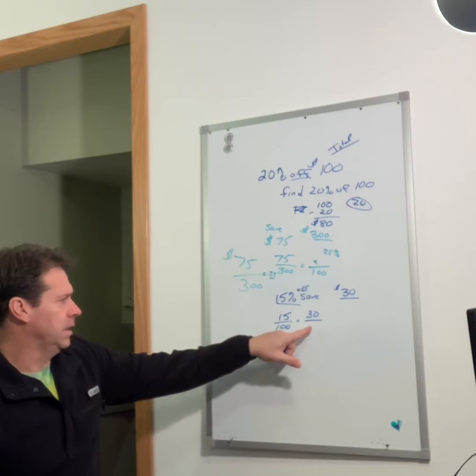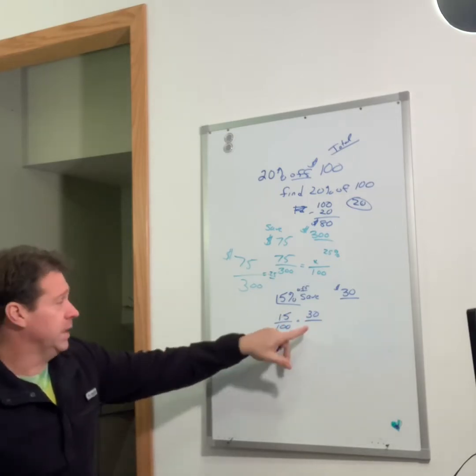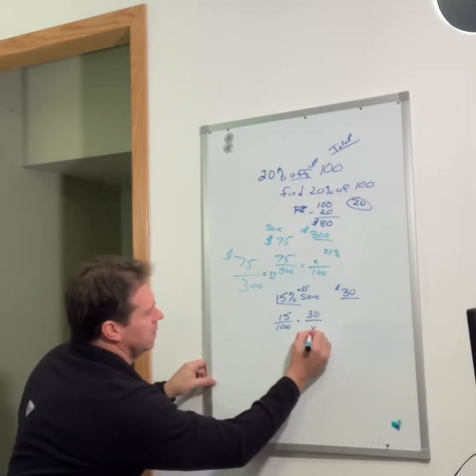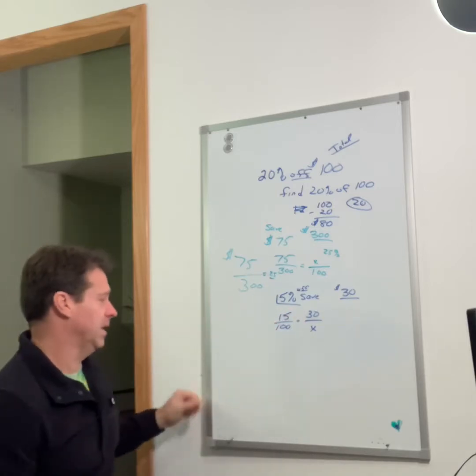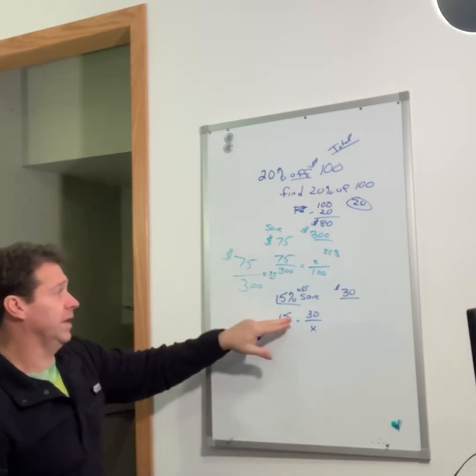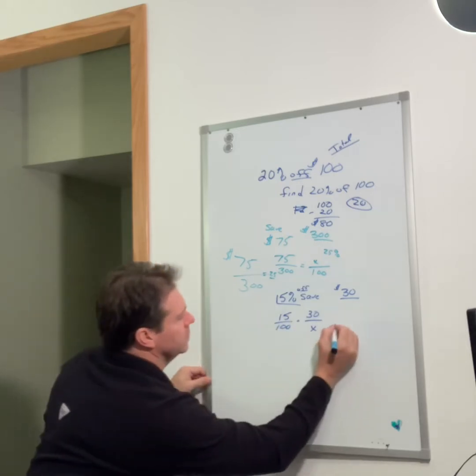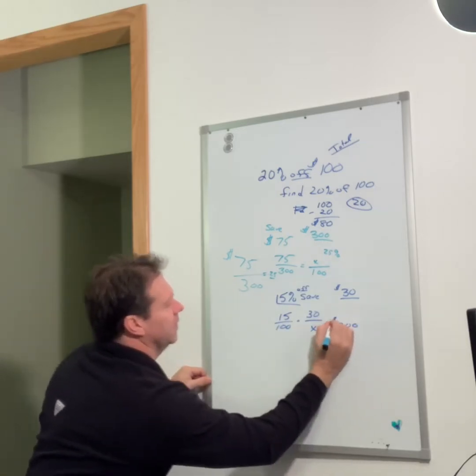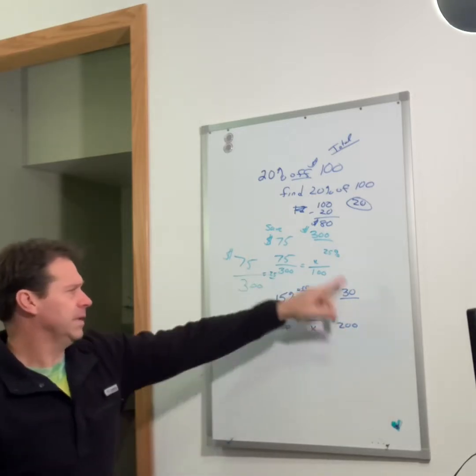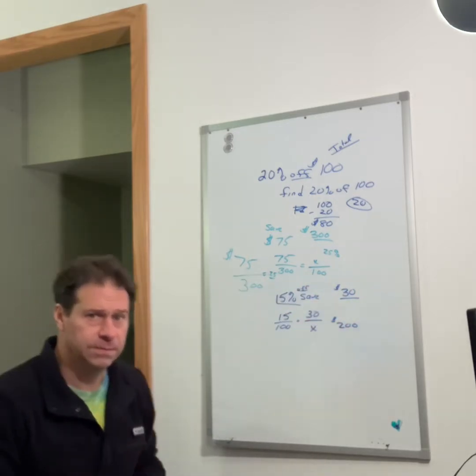The 100, then, I could do two ways. I could take 30 divided by 15, which is 2, and then multiply that by 100. Or I could just know that 15 times 2 is 30. 100 times 2 is 200, so the original price would be 200. I know I'm all over the place on this one, but that's a general idea. Let me give you another one of those.